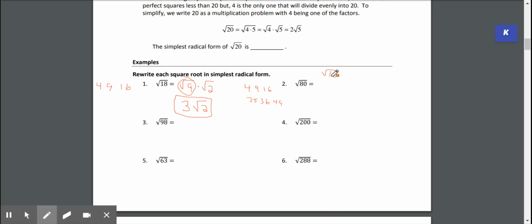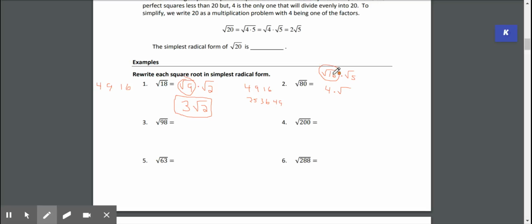So the square root of 80 can be written as the square root of 16 times the square root of 5. Okay, I'm going to do this once again if I started with a 4, to show that you still end up at the same result. So this is the largest perfect square that 80 is evenly divisible by. And the square root of 16 is going to give me a 4.